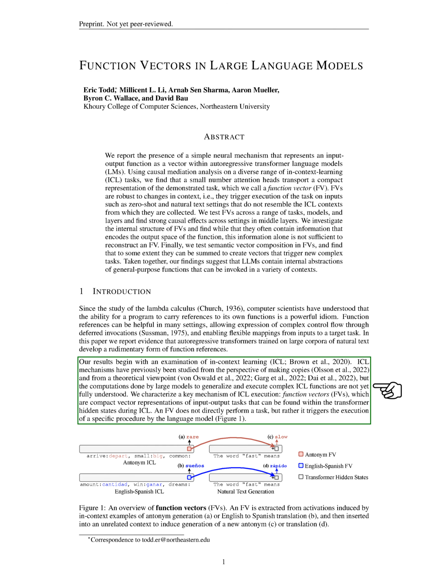We start by examining in-context learning, ICL, a mechanism that has been studied from different perspectives, including making copies and from a theoretical viewpoint. However, the computations done by large models to generalize and execute complex ICL functions are not yet fully understood. We introduce the concept of function vectors, FVs, which are compact vector representations of input-output tasks found within the transformer hidden states during ICL. An FV doesn't directly perform a task, but triggers the execution of a specific procedure by the language model.